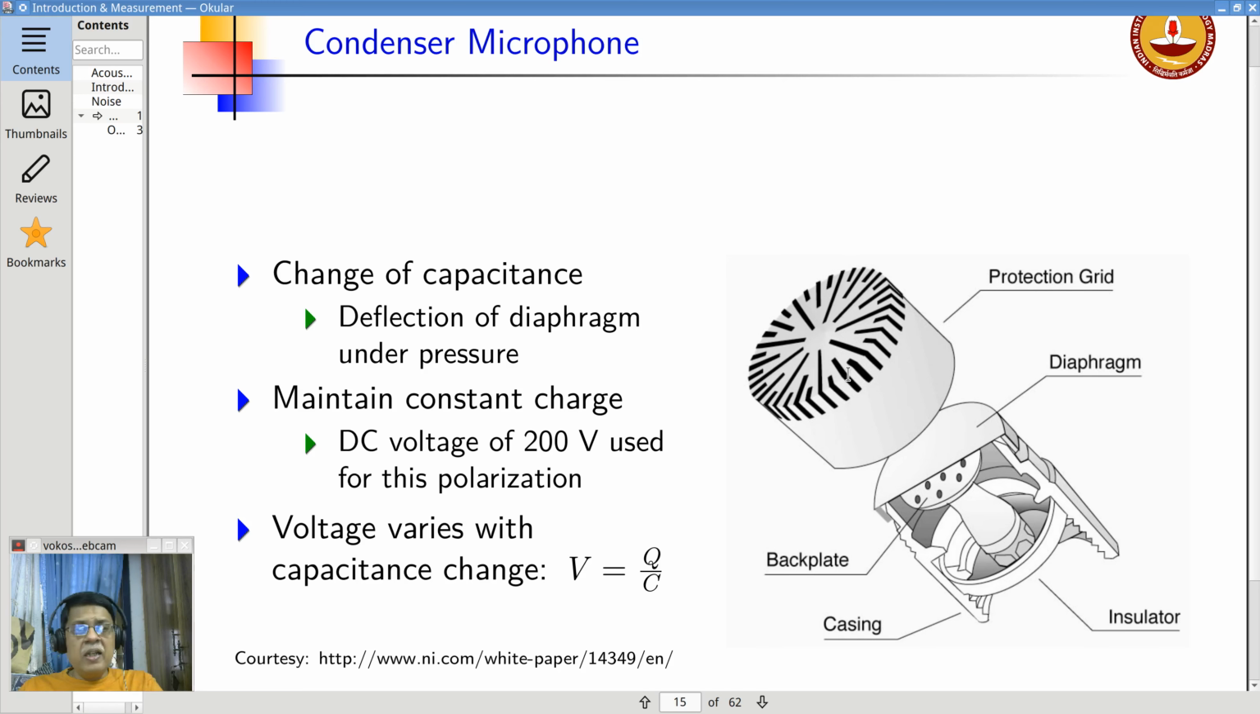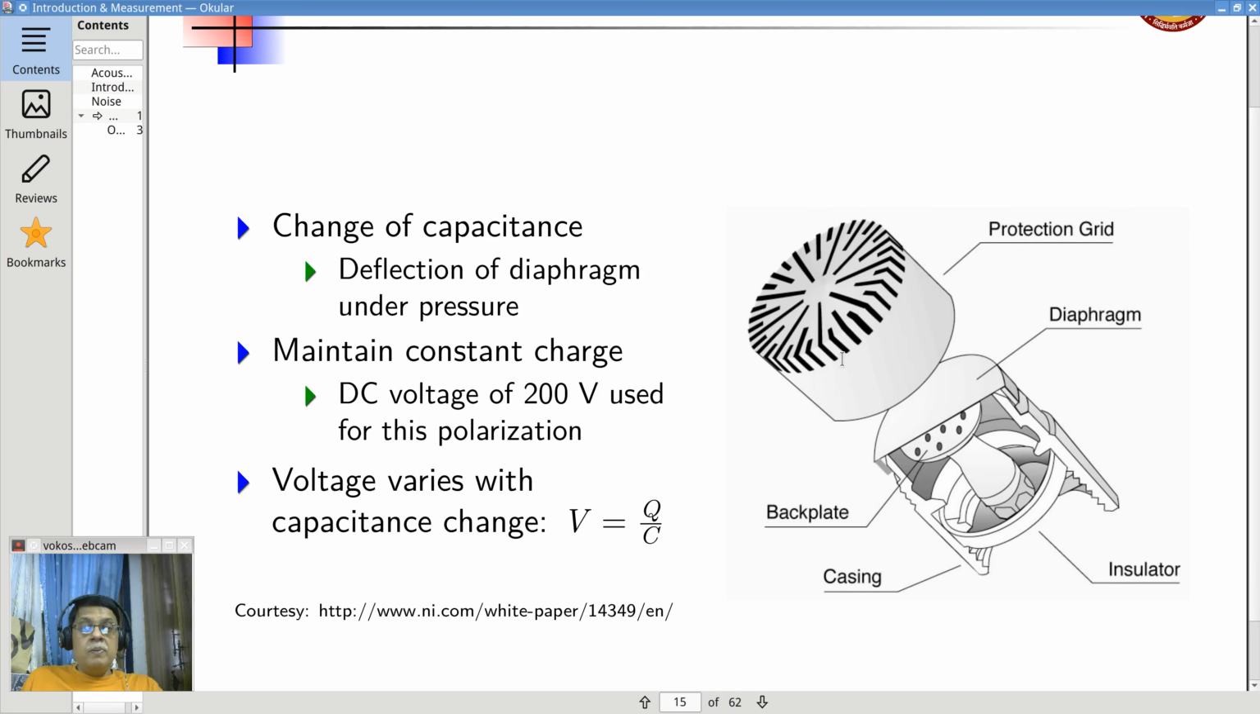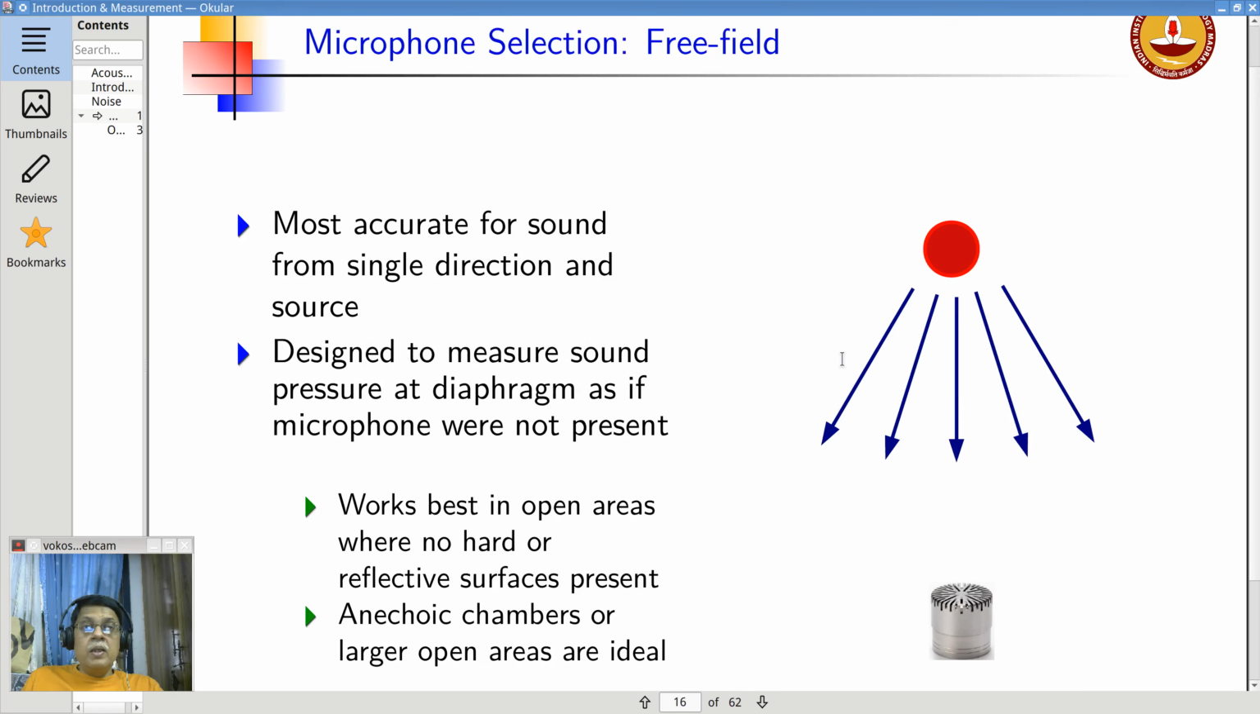Typically the sensitivity, I'll show you some catalog pages. Sensitivity is quite low in the sense it will be probably in the order of about 20 to 30 millivolts per Pascal. So this is a condenser microphone.